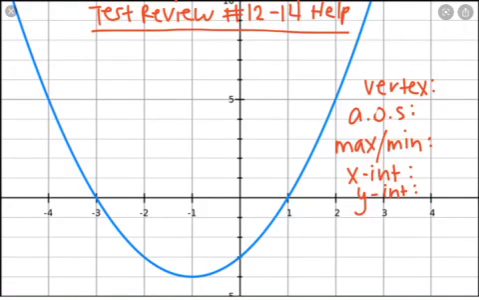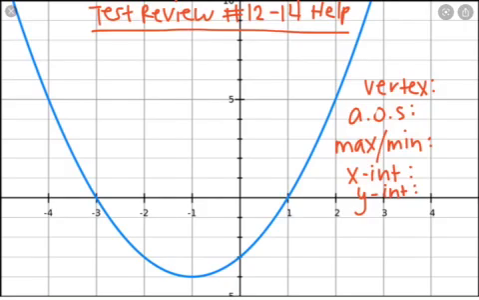Okay, guys, here is help on the test review, an example of something that looks like number 12 through 14. So we have a parabola. Remember, that's what the graph of a quadratic function is called. And I'm going to find some of the key features: the vertex, the axis of symmetry, if it's a max or min, the x-intercept, and the y-intercept. Those are all the features that you should be able to identify before your test.